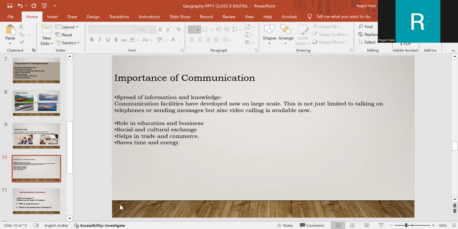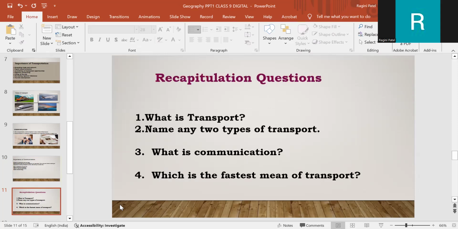Okay. Now, students, let us revise what we learned today. What is transport? Write down the answer in the chat box. Second question, name any two types of transport. Waterway and airway. What is communication? Yes, communication is the exchange of information, right?